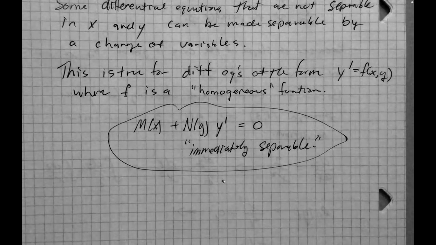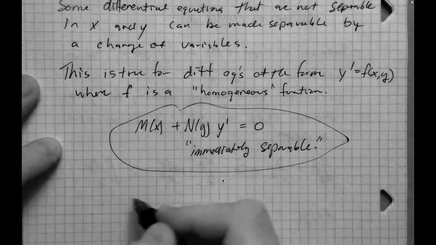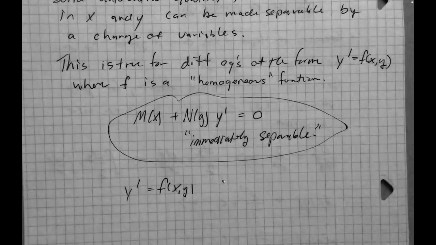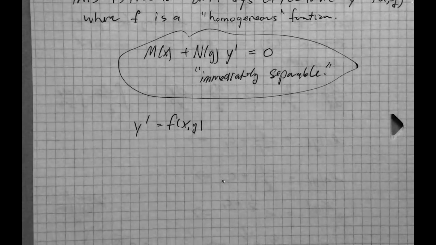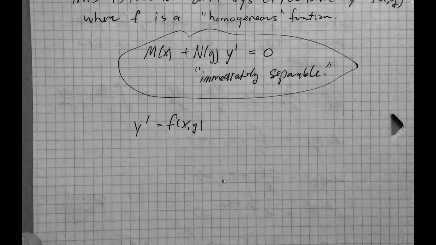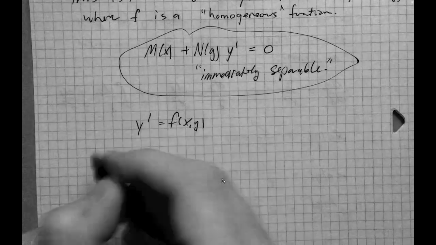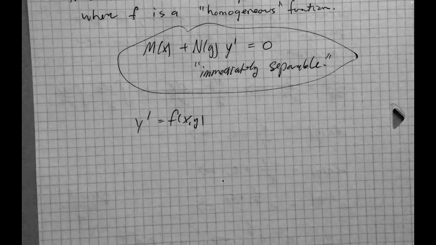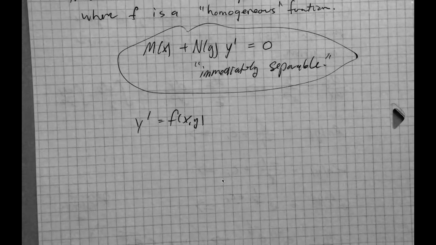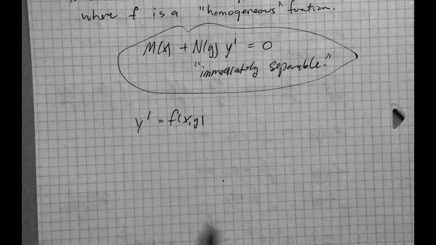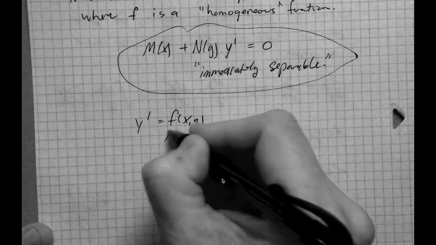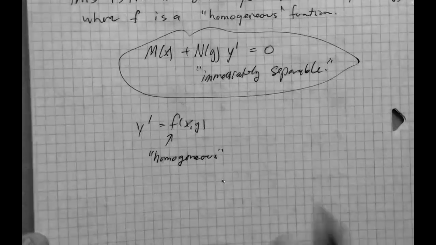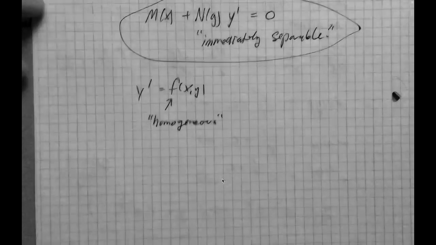Now, what happens if you have a differential equation of this form that just isn't separable in terms of x and y? You can't get all the x's on one side and all the y's on the other, with the dx on the same side and the dy on the other side. If this is not separable in terms of x and y, it may still be separable after a particular change of variables. But in order for that approach to work, f needs to be homogeneous. Now, what the heck does homogeneous mean?